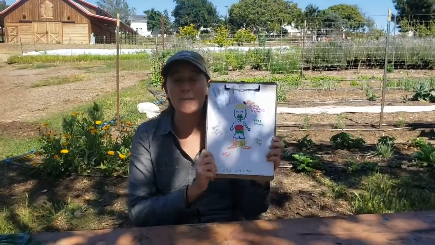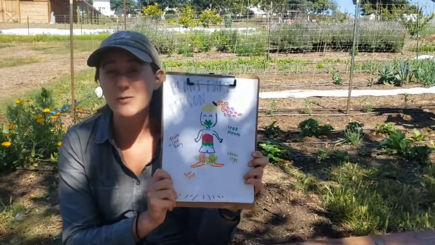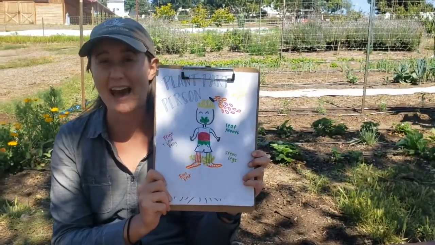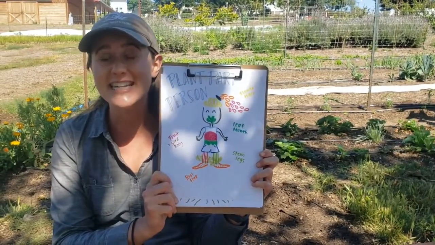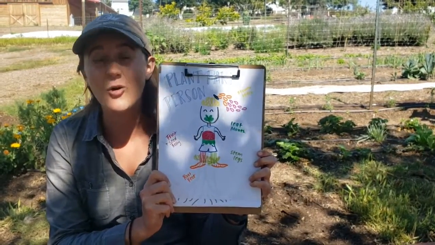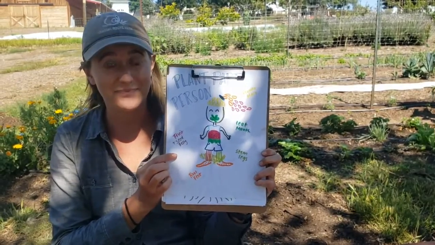All right, so the 6 plant parts are roots, stems, leaves, flowers, fruits, and seeds. Each of those 6 plant parts is really important for the development of the plant. So today's art activity is called Plant Part Person. We are going to use the knowledge we have about the different plant parts and the way that they function in order to create a drawing.